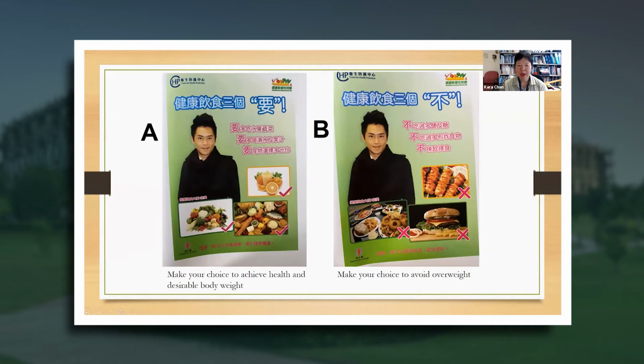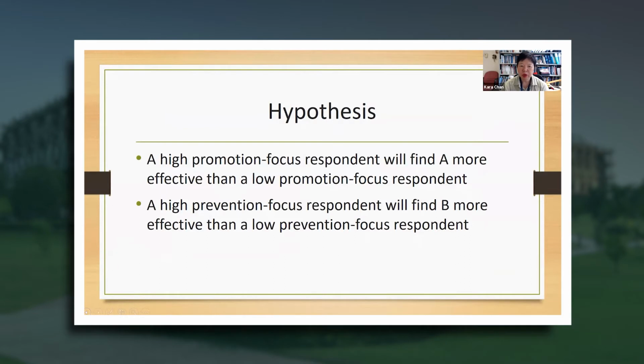So this is an example. Even though it's in Chinese, you still get the image. The one on the left is talking about healthy eating, what you should do, and the other one is healthy eating, what you shouldn't do. The headline on the left-hand side says achieve health and desirable body weight. The other one is avoid overweight. Obviously, A is more geared towards promotion-focused respondents, and B is more geared towards prevention-focused respondents.